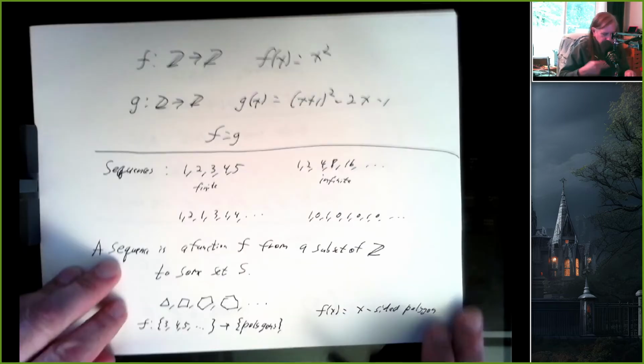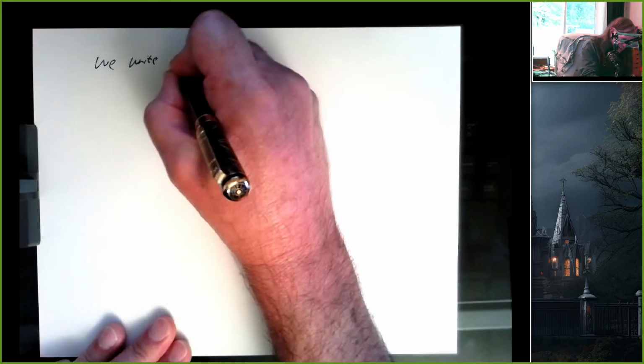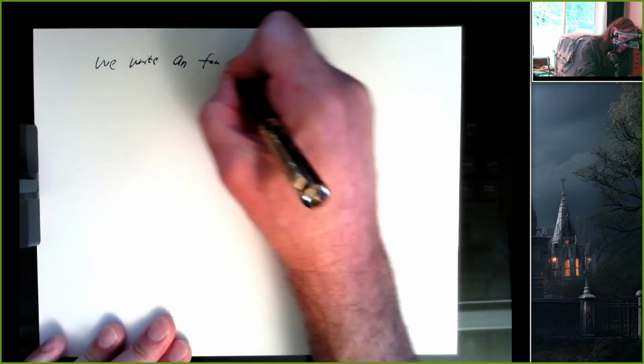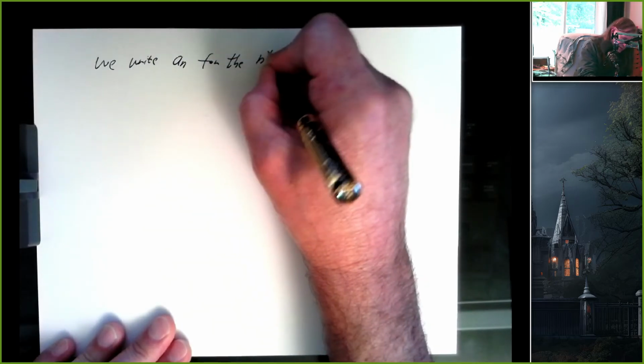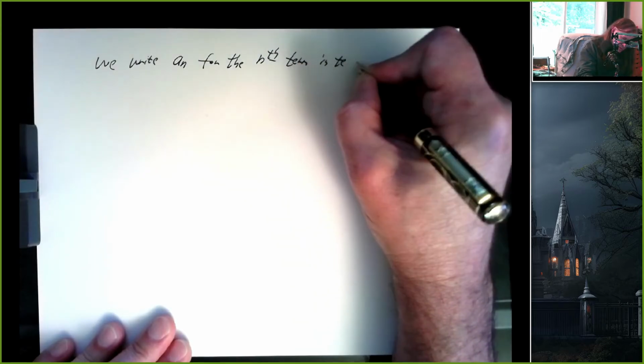We can define these somewhat formally, but informally, just think of it as a sequence of things, meaning they're ordered. So there's the first thing, second thing, third thing, and so on. And so we write a subscript n for the nth term in the sequence.